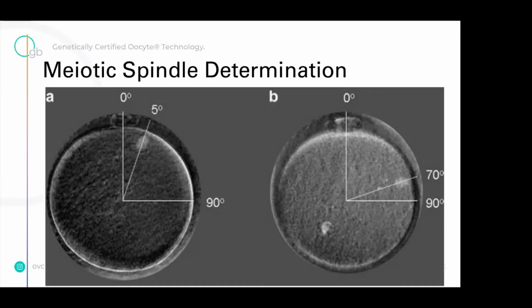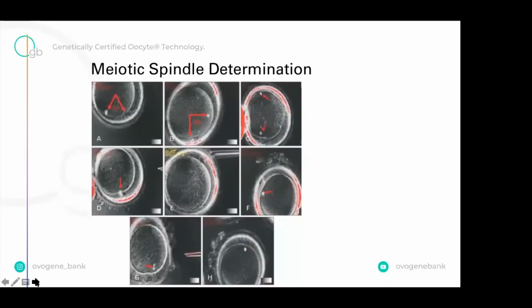So in this case, as you see in the image, we already show the place of the polar body on the time-lapse picture, and we also show the meiotic spindle location. So you will find out exactly where you should make the ICSI. That will avoid all risk of meiotic spindle damage and risk of low fertilization. So this is the way we do meiotic spindle determination.